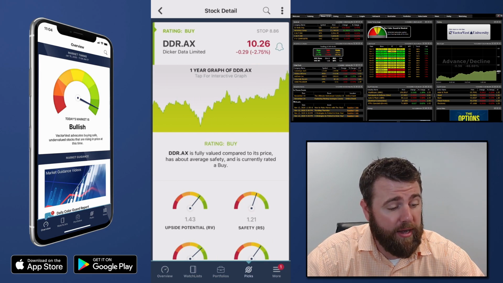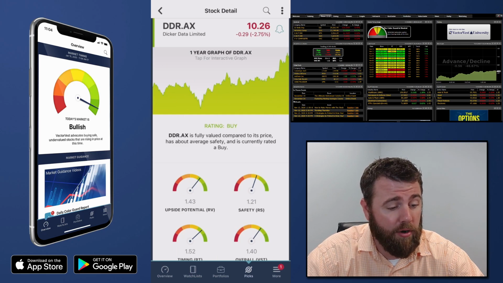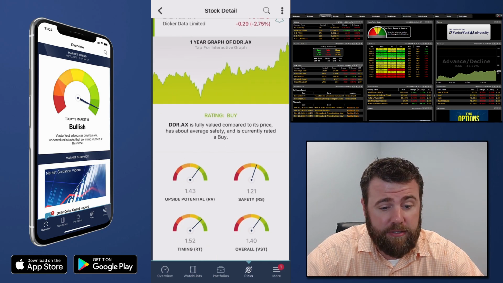DDR.AX, really great uptrend. Consistent uptrend. Strong RV, strong RS. Definitely a stock that would be a good one to keep an eye on.